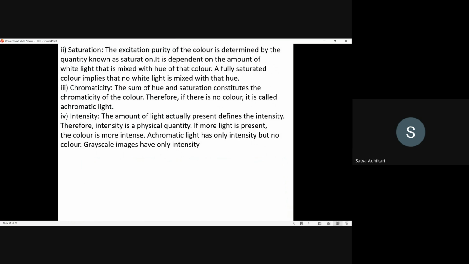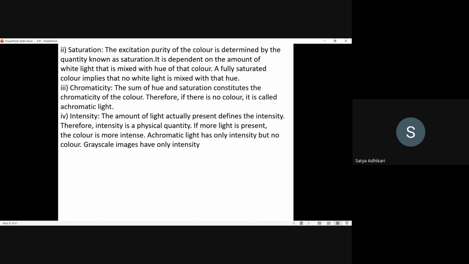Next is saturation. The excitation purity of a color is determined by the quantity known as saturation. It depends upon the amount of white light that is mixed with the hue of that color. A fully saturated color implies that no white light is mixed with that hue. So it depends upon the amount of white light mixed with the hue.